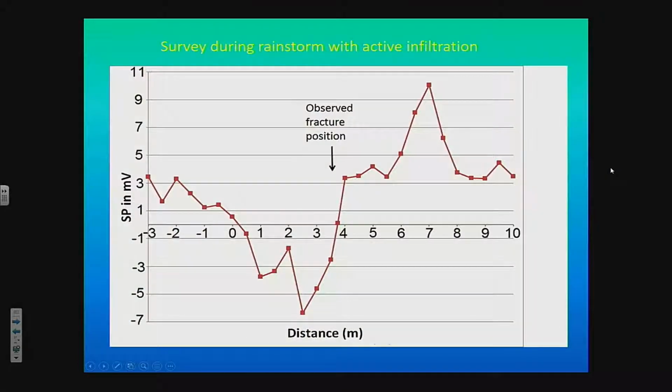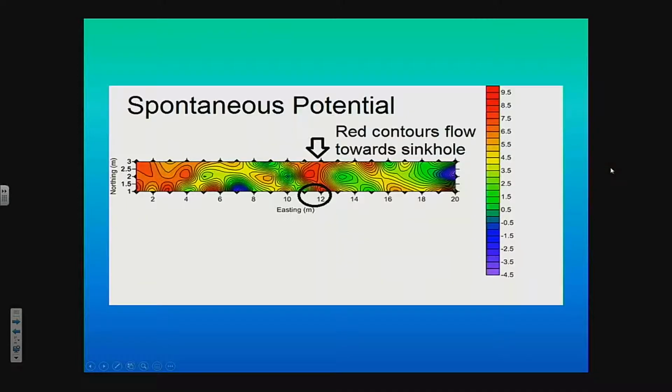So this is an example of one SP profile where here's SP in millivolts, and you see a big change right here. So that was a fracture. And here's a 2D, 3D SP image we collected on our last REU along the road, and we plotted it up here. You can see this area, there's actually a sinkhole right here. This area looks like there's water flowing toward it. So that was kind of interesting to see.